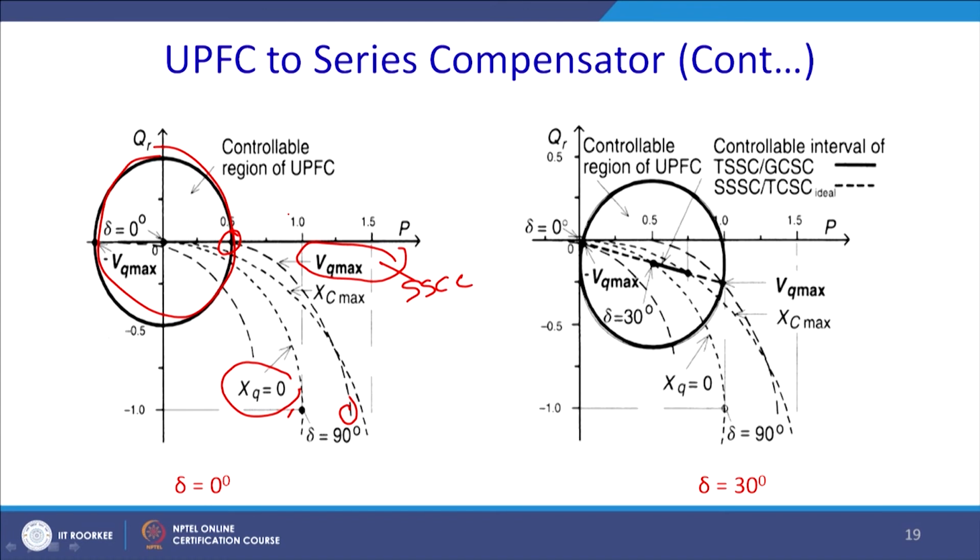Now, let us consider the case when delta equal to 30 degree. So, origin will shift, P at 0.5 and Q1 minus delta, it will be 0.18. So, you are at this origin, and this circle is the locus of compensation of the UPFC. Now, this is the line for Q equal to 0, and it will pass through the origin, and the way actually you change the delta. Now, this is the IQ max.